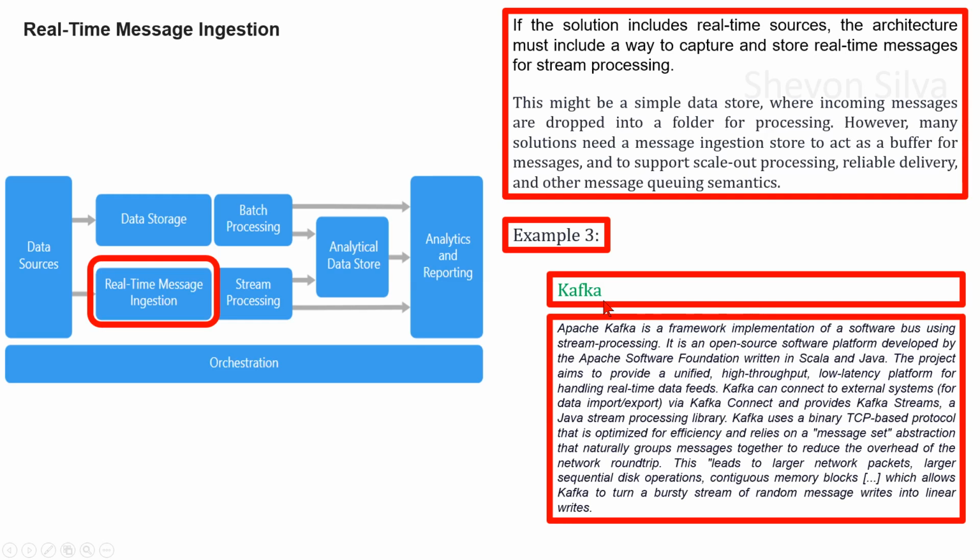Kafka can connect to external systems for data import and export via Kafka Connect, and provides Kafka Streams, a Java stream processing library. Kafka uses a binary TCP-based protocol that is optimized for efficiency and relies on a message set abstraction that naturally groups messages together to reduce the overhead of a network round trip. This leads to larger network packets, larger sequential disk operations, and contiguous memory blocks, which allow Kafka to turn bursty streams of random message writes into linear writes.